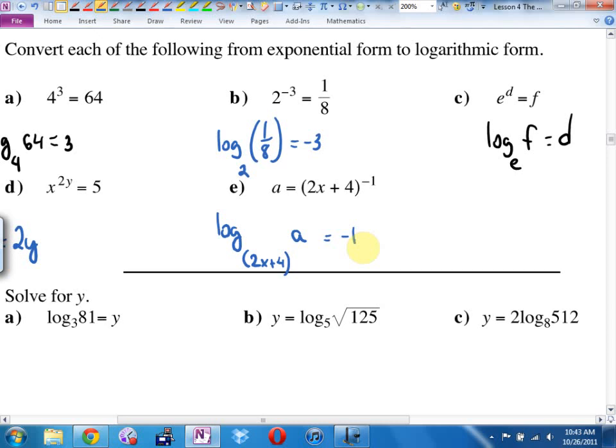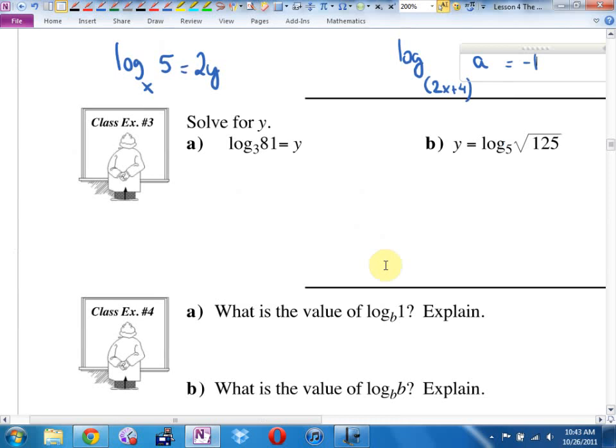Sometimes we'll, instead of asking you to rewrite it, we'll actually ask you to evaluate something. So this says solve for y. Is the y by itself already? Yeah, good. Then what is the log base 3 of 81? That's the answer, apparently. Three to what power equals 81?